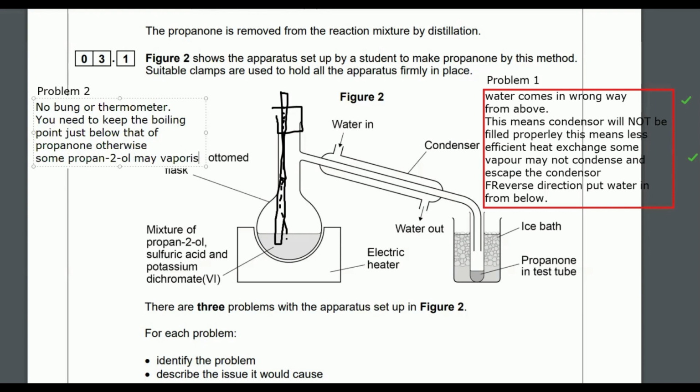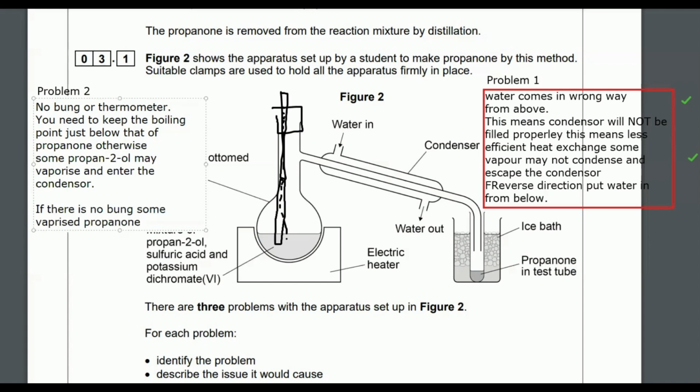So really, you've got two problems here. No bung means some propanone may evaporate and leave the round bottom flask, so we don't actually get to condense it. And then also, if I'm not keeping the boiling temperature just below or at the boiling point of propanone, so when you're doing fractional distillation, you should keep the boiling point at or just below the compound that you want to come out and distill off.